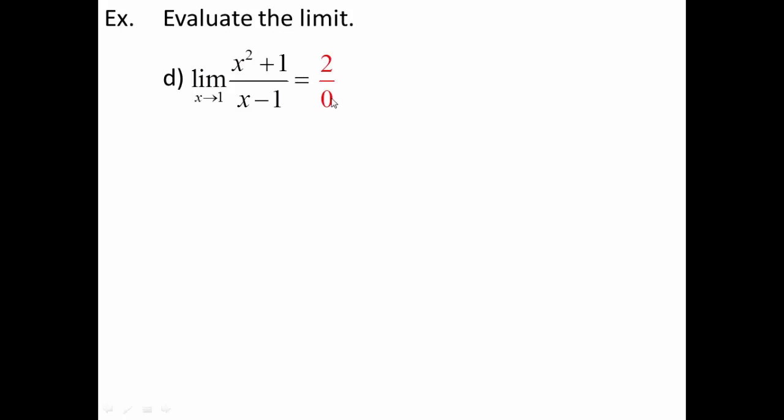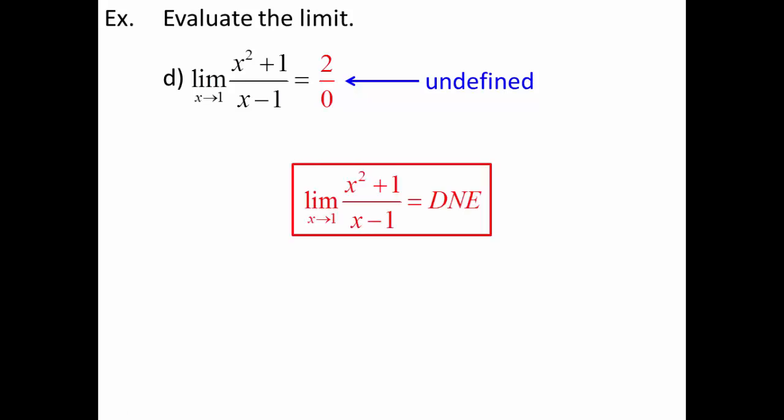2 over 0 is not indeterminate. 2 over 0 is undefined. This is not a problem that requires algebraic analysis. This one, we are done. The answer is D and E.